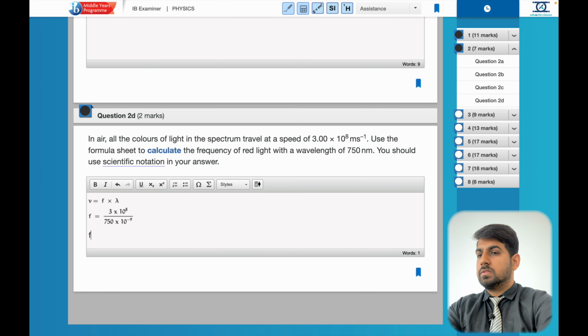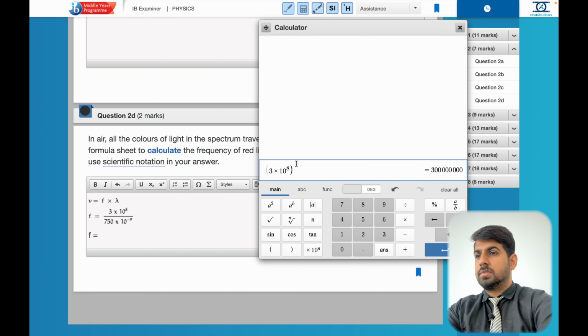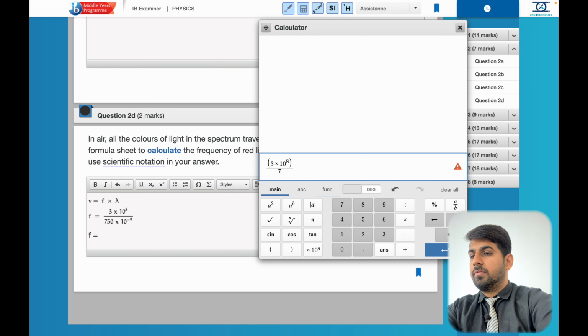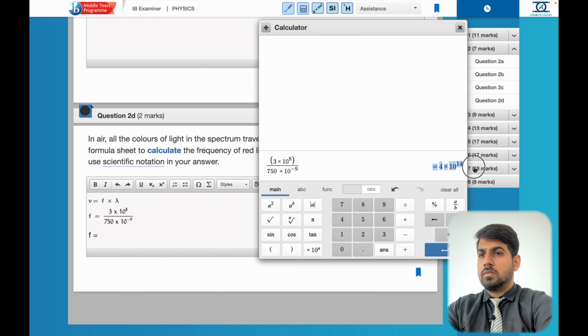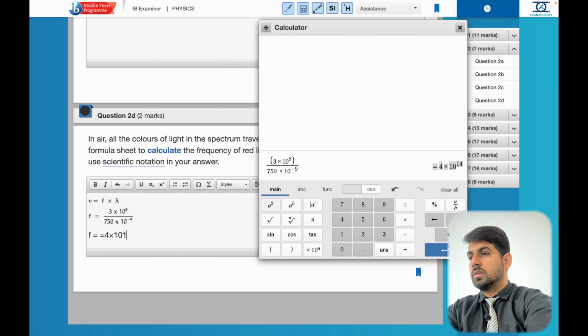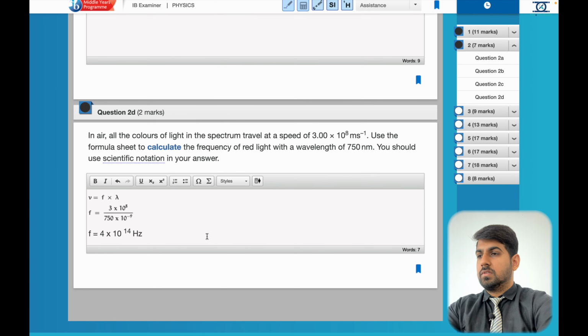So once you write down this, you can do the calculation: 3 into 10 raised to power 8, you should keep in bracket, divided by 750 nanometer, which is into 10 raised to power minus 9. So this will be 4 into 10 raised to power 14, which you can keep in square brackets. Then you can say it is in hertz. The unit for measuring frequency is hertz. So this will be your answer for question 2D.